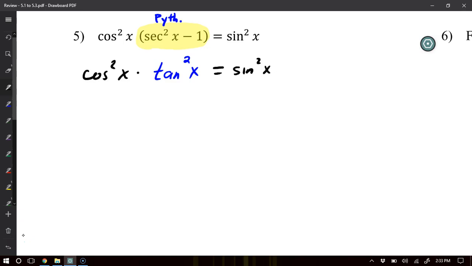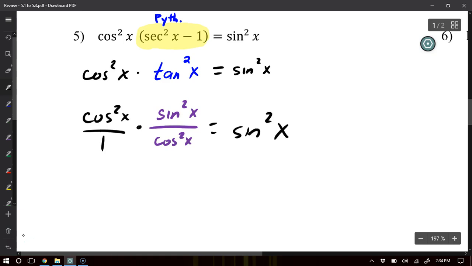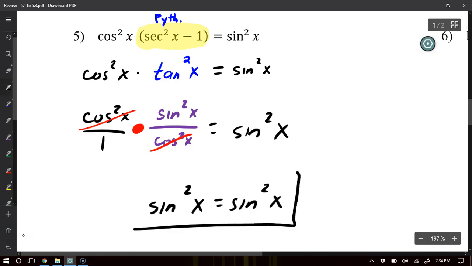How does that help me? Well, I can change tangent squared of x into sine squared of x over cosine squared of x. And let me just finish writing down the left side. I'll write it like it's a fraction. It was cosine squared of x. If it makes you feel better, put it over 1. Go ahead. And the right-hand side stayed the same. And notice it's all multiplication. Again, a common theme. When it's all multiplying, you can cross out common factors in the top, common factors in the bottom. And I get sine squared of x equals sine squared of x. QED, done.